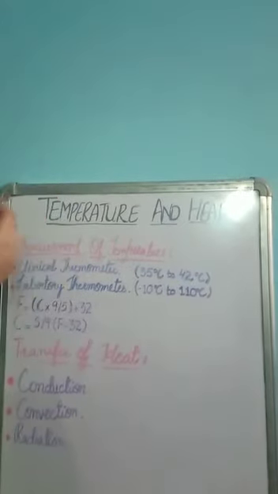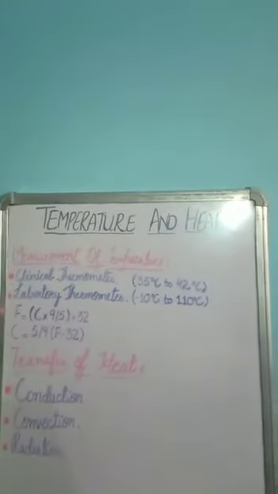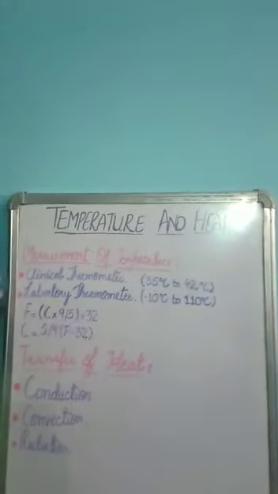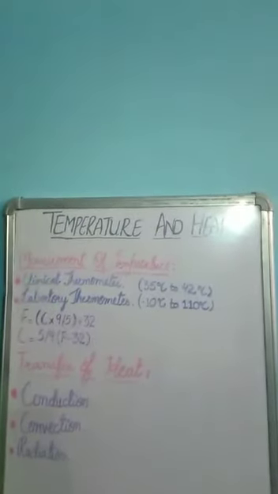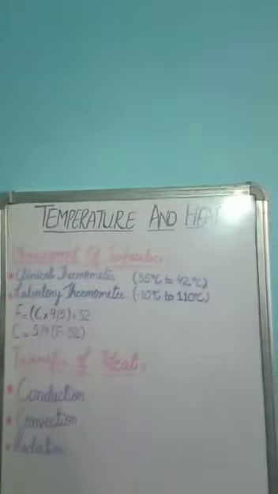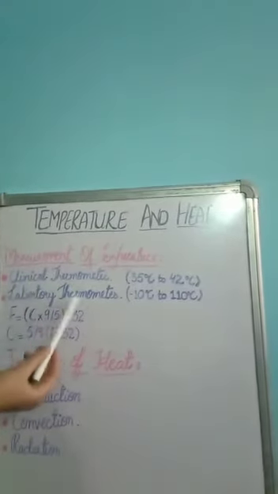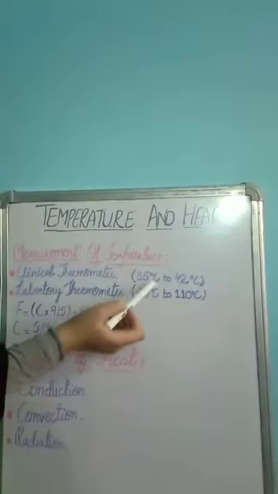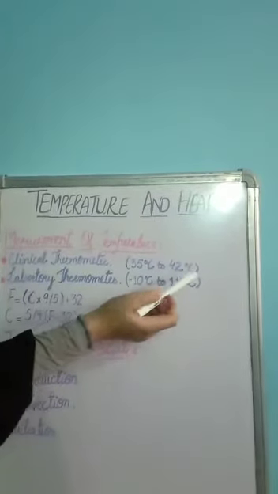Temperature is usually measured by the sense of touch, but the sense of touch is not always reliable, so we have a special instrument called a thermometer, which is used to measure temperature. There are two types of thermometer: clinical thermometer and laboratory thermometer. A clinical thermometer has a scale which reads from 35 degrees Celsius to 42 degrees Celsius.